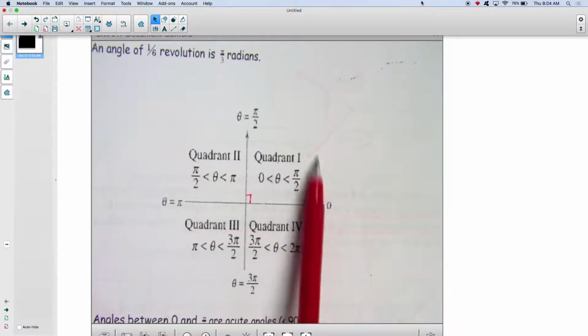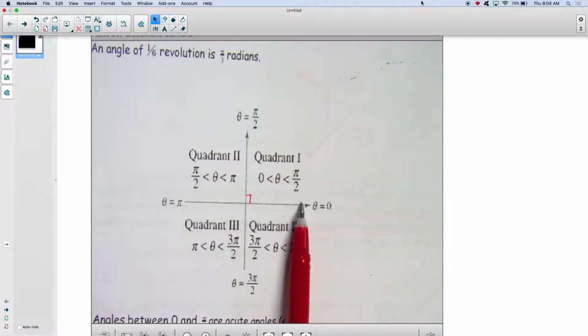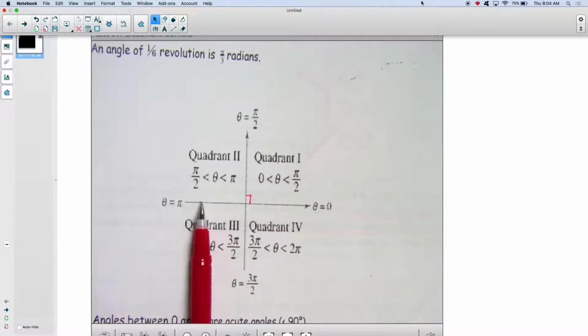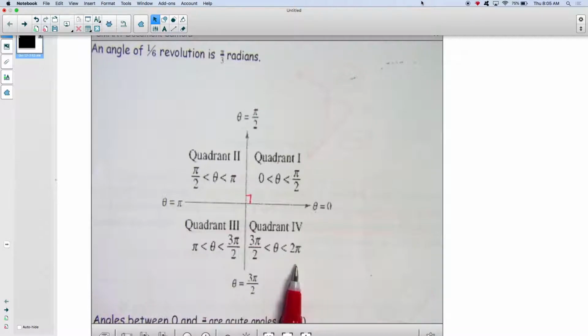So angles in quadrant 1 are positive angles between 0 and pi over 2. Angles in quadrant 2 are between pi over 2 and pi. Angles in quadrant 3 are between pi and 3 pi over 2. And angles in quadrant 4 are between 3 pi over 2 and 2 pi. So this kind of helps us out there.